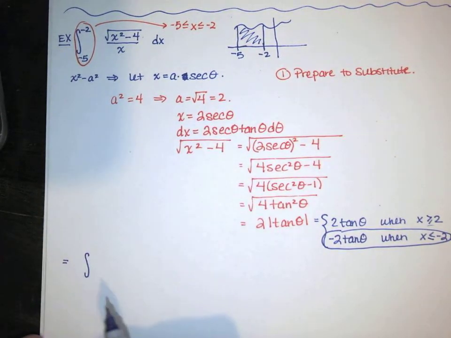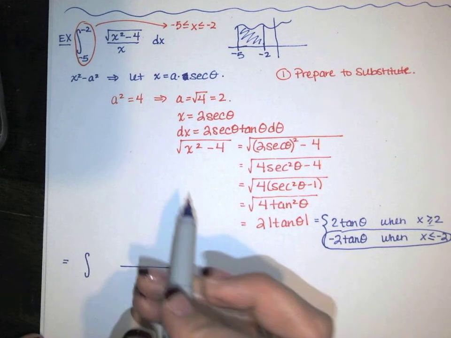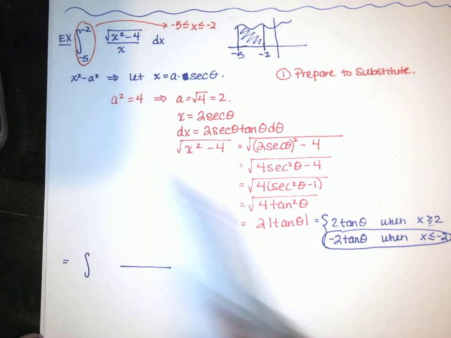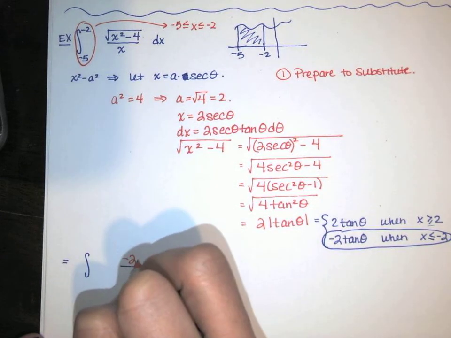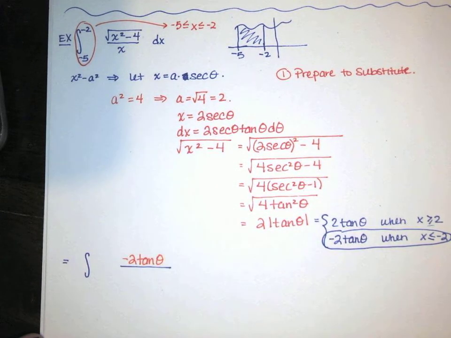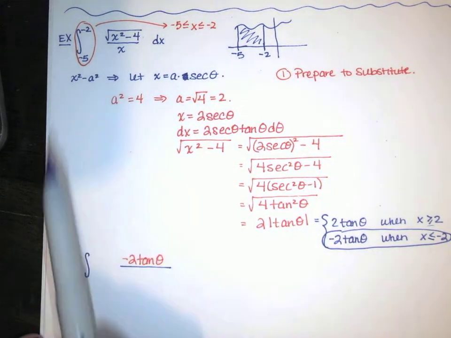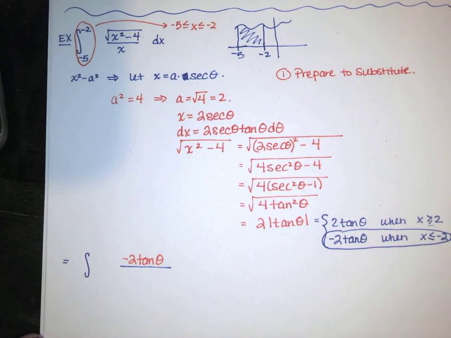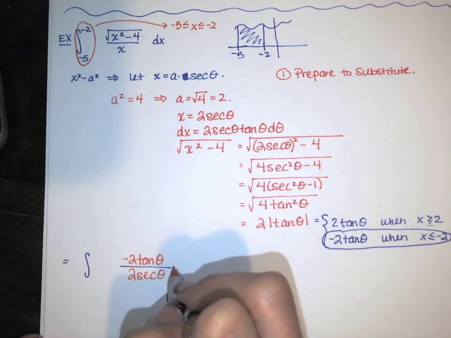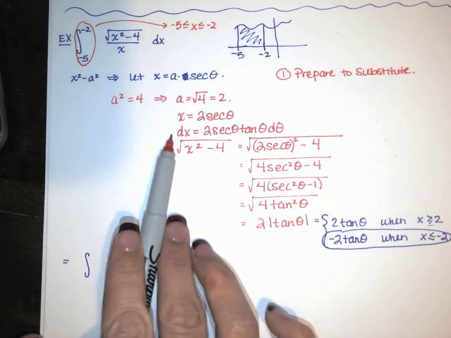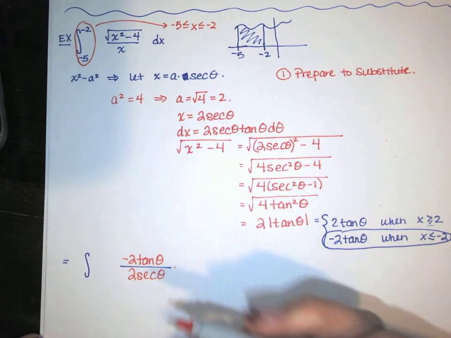So we've got the square root in the numerator. This right here turns out to be negative tangent of theta. The denominator, that x, is 2 secant of theta. And dx is 2 secant theta, tangent theta, d theta.